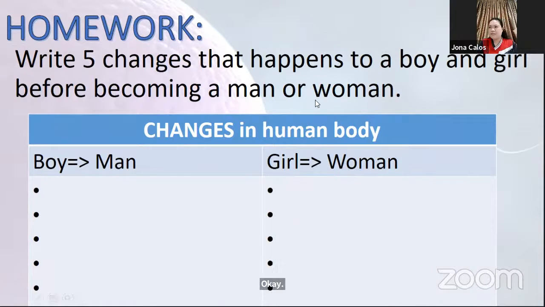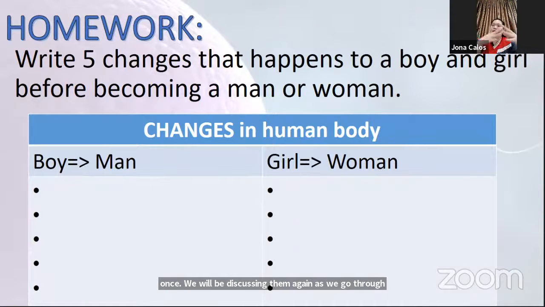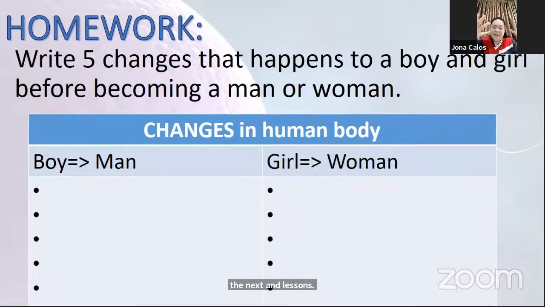Questions? Okay. Again, for the parts and function of these, we will be discussing them again as we go through the next lessons so that it would be more clear for you to understand the function of each. So today is just an introduction of the body parts of the reproductive system. Am I making myself clear? No questions?